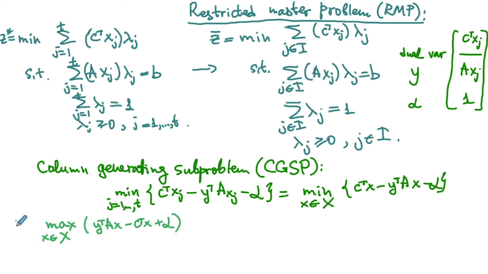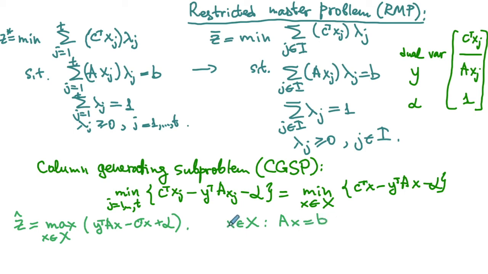Let's denote the optimal objective value of this problem, which is again a maximization version of our column generating subproblem, by z hat. And next we will show how we can use this z hat value in order to obtain a bound on the optimal objective value of our original LP. Recall that a feasible point for our original LP had to belong to the set X capital, and also it had to satisfy the complicating constraints Ax equals b.